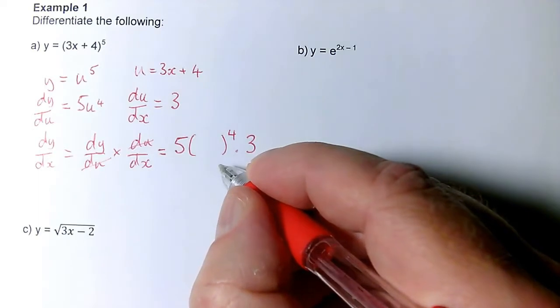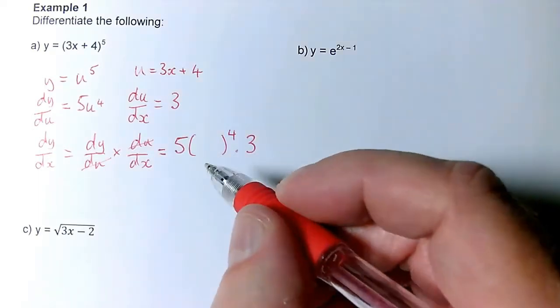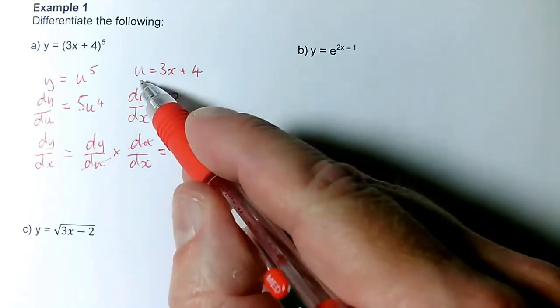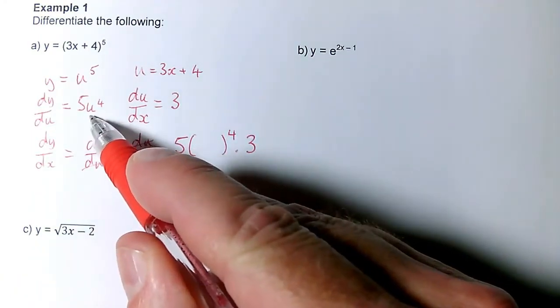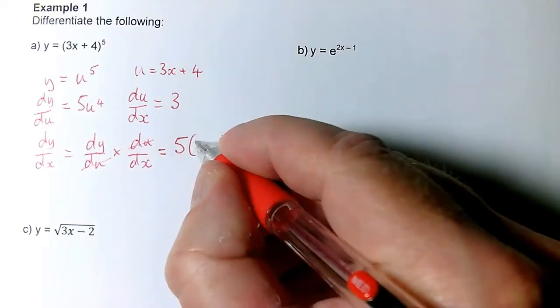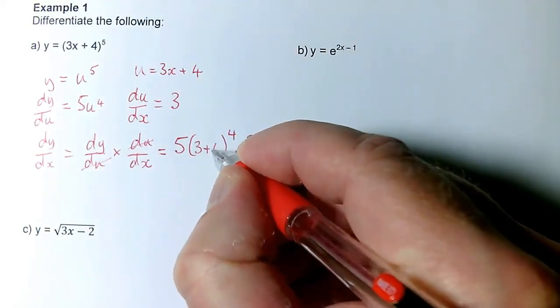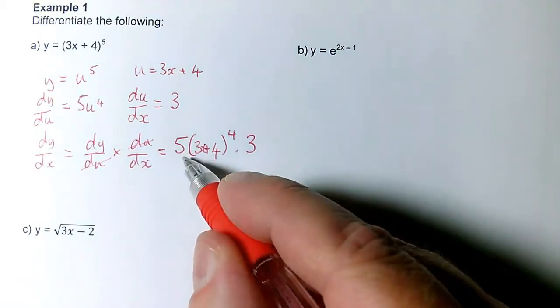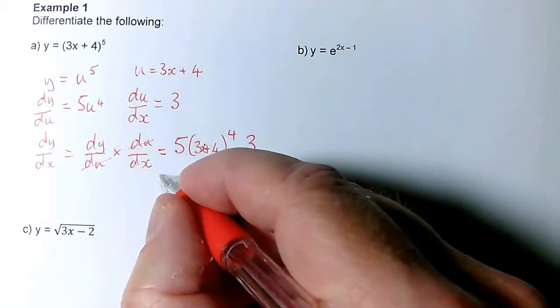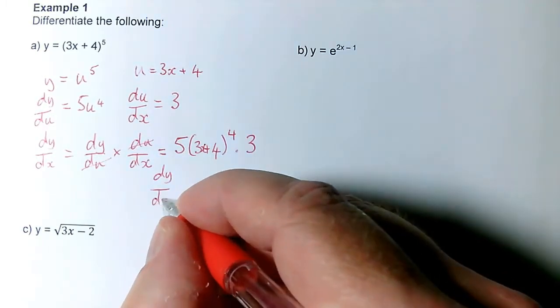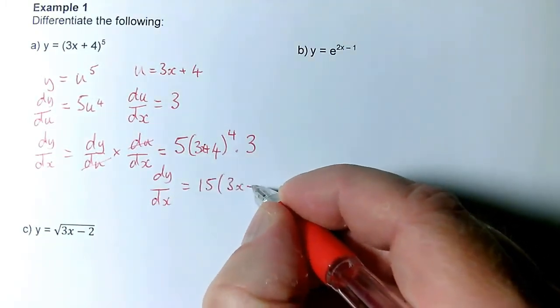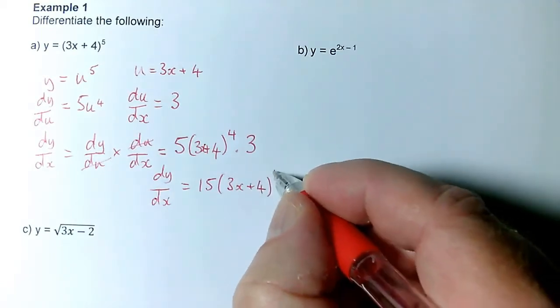Now why have I put a bracket instead of u? Well, I can't leave u in my answer. I have to leave my answer in terms of x, so I have to go back to what u was. This is 5u to the power of 4, but that u is really 3x plus 4. So tidying this up, 5 times 3 is 15, so the answer is that dy by dx equals 15 brackets 3x plus 4 to the power of 4.